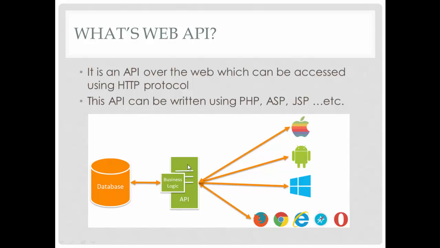In this case, we have here a database. Here we have an API. This API can be called by any mobile application like Android, iOS, Windows Phone, or even from any browser like Google Chrome, Firefox, and so on. So the API will connect to the database, retrieve the data, and then give this data to any applications.